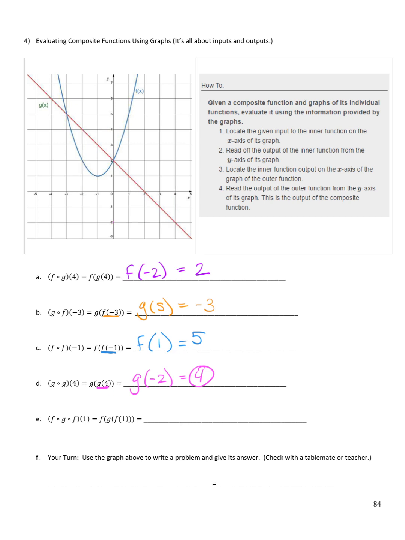f of g of f of 1. So we start innermost parentheses first. That 1 is my first x value, and I'm going to plug it into f. So f of 1 is the first thing I need to evaluate. I have the x value of 1. I'm going to go up to the graph of f, the blue graph, read off the y value. I get 5. So I'm going to replace this f of 1 with a 5.